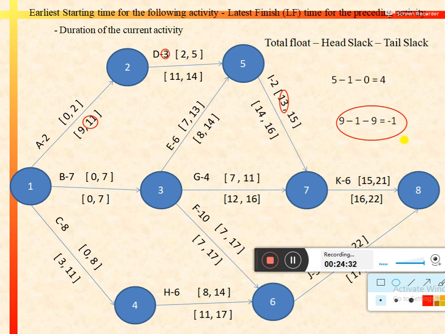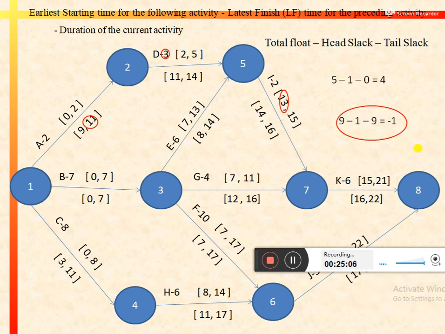Always remember that if independent float for a particular activity comes in negative values, then we would consider the independent float as 0 for that particular activity. So for activity D, independent float is not minus 1, it would be considered as 0. So the independent float for activity D would be equal to 0.